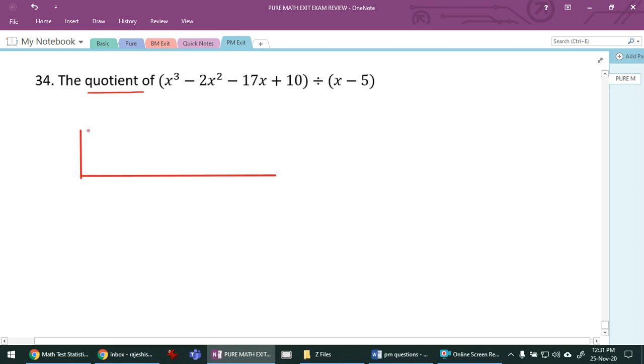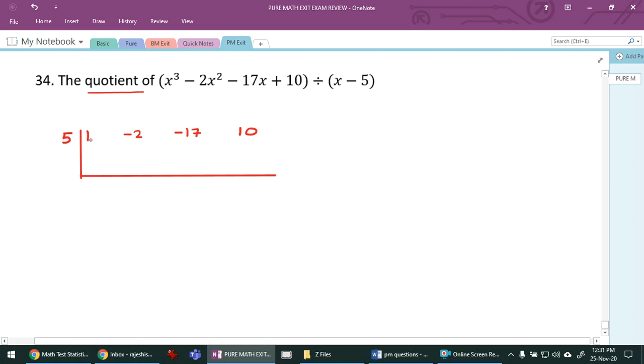So I will write 1 here. Then after a space, minus 2. I will leave some space. Then minus 17. Then I will write 10. Now here you have x minus 5. So if it is minus 5, you will write plus 5 here. Just the opposite sign. Okay. So the numbers are ready now.